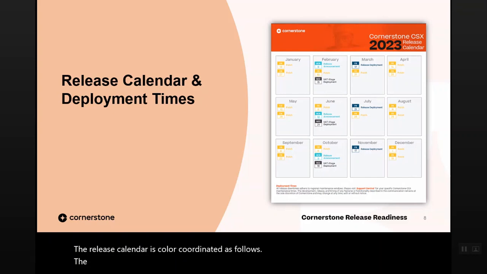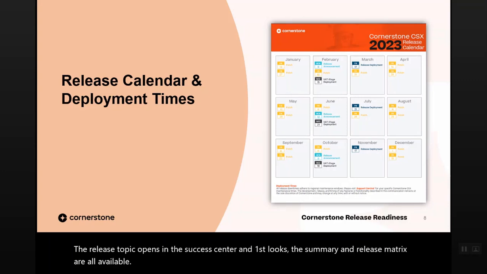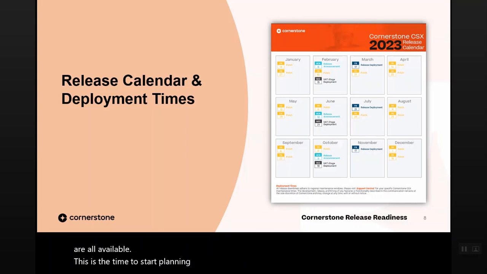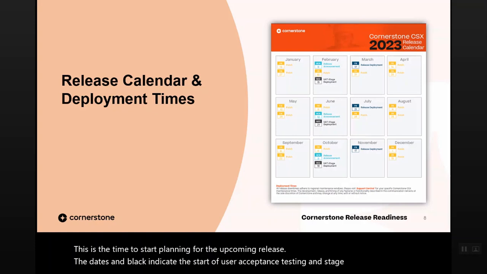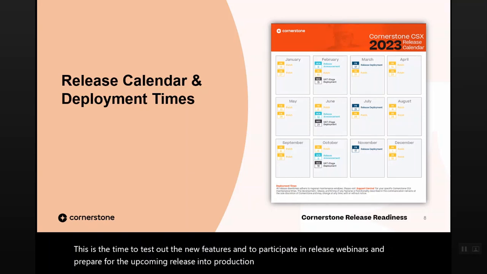The dates in light blue are when the release cycle begins. This is the formal release announcement. The release topic opens in the Success Center, and first looks, the summary, and release matrix are all available. This is the time to start planning for the upcoming release. The dates in black indicate the start of user acceptance testing in stage environments. This is the time to test out the new features and to participate in release webinars and prepare for the upcoming release into production environments.